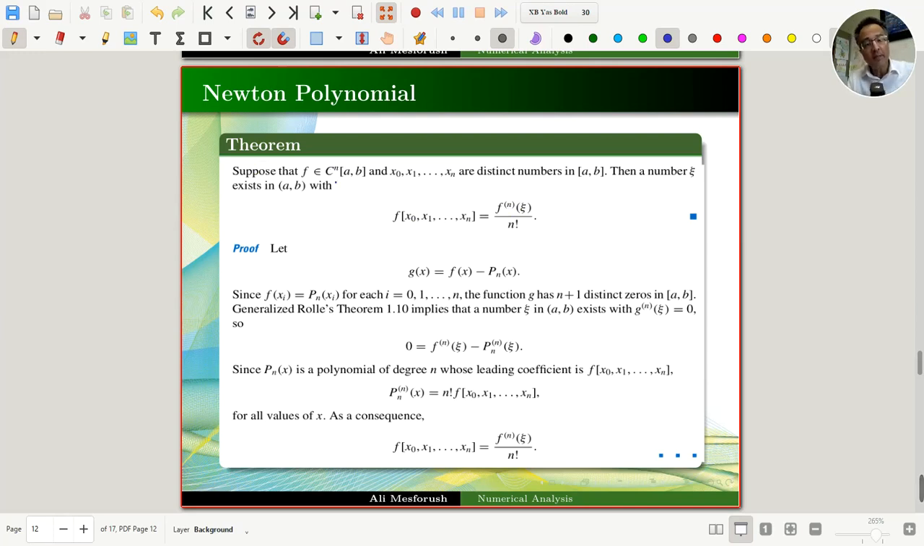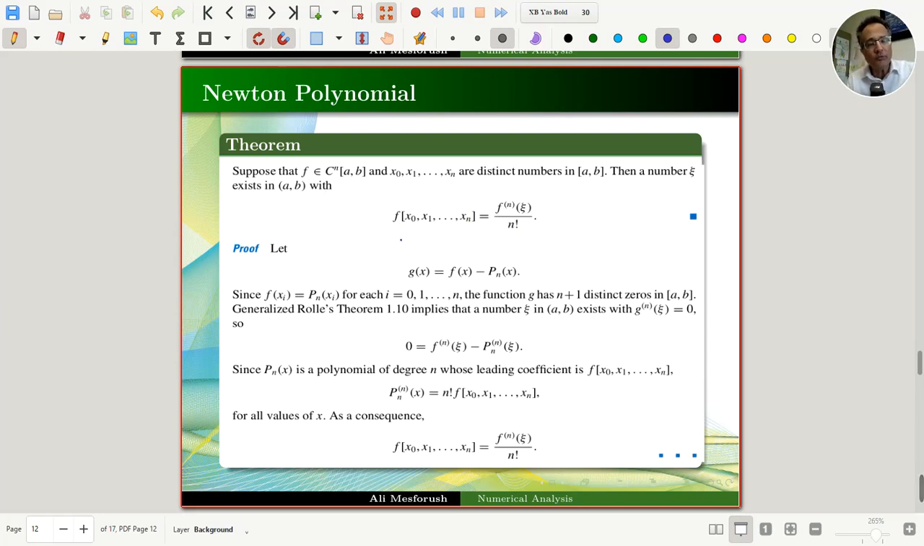Suppose that f is continuous on [a, b], and f has a continuous derivative of order n on the interval [a, b], and suppose that x0, x1, ..., xn are distinct numbers in the interval [a, b]. Then there is a number c in the interval [a, b] such that f[x0, x1, ..., xn] equals the nth derivative of f at c over n factorial.